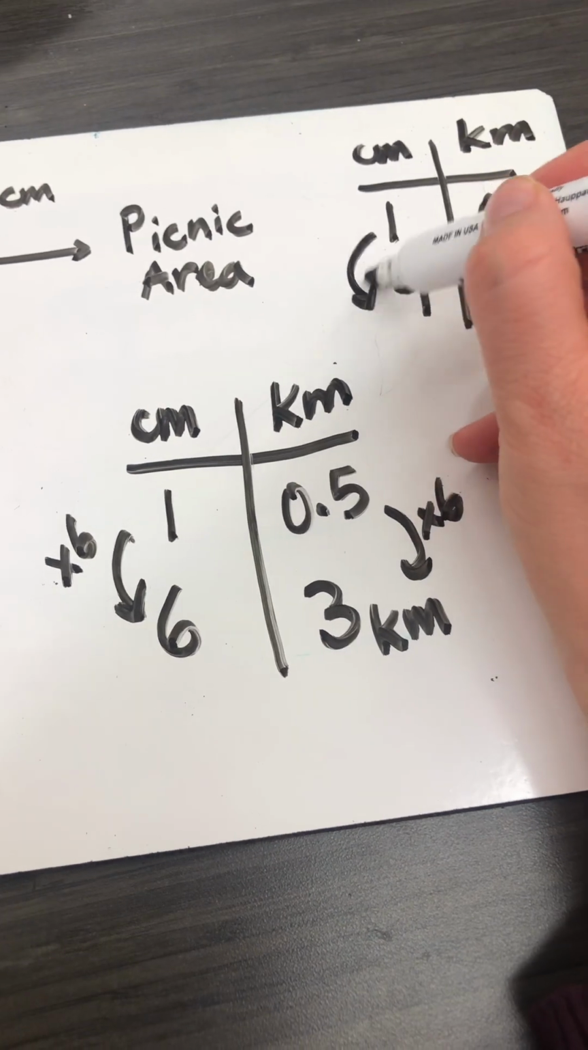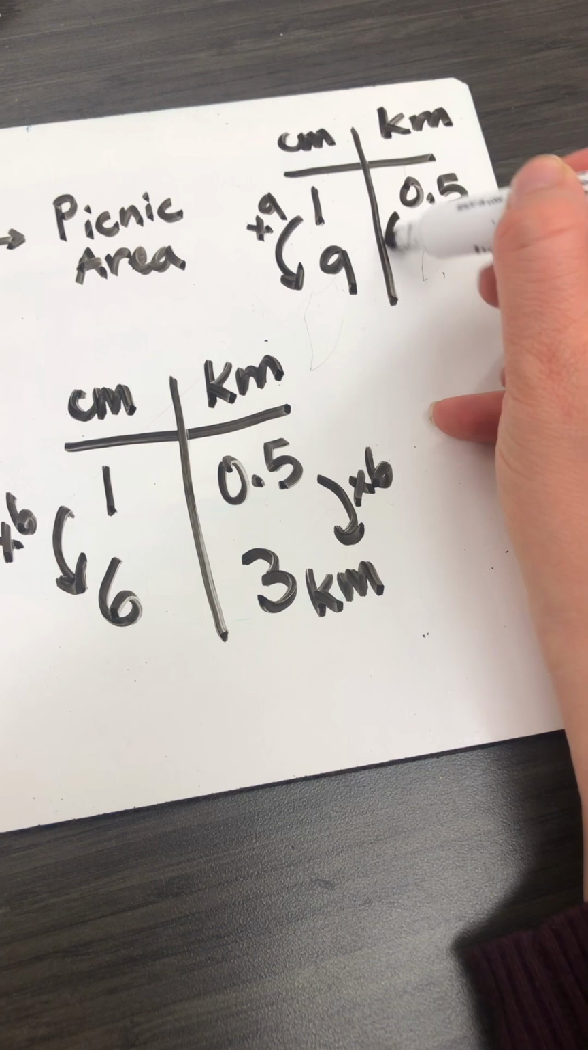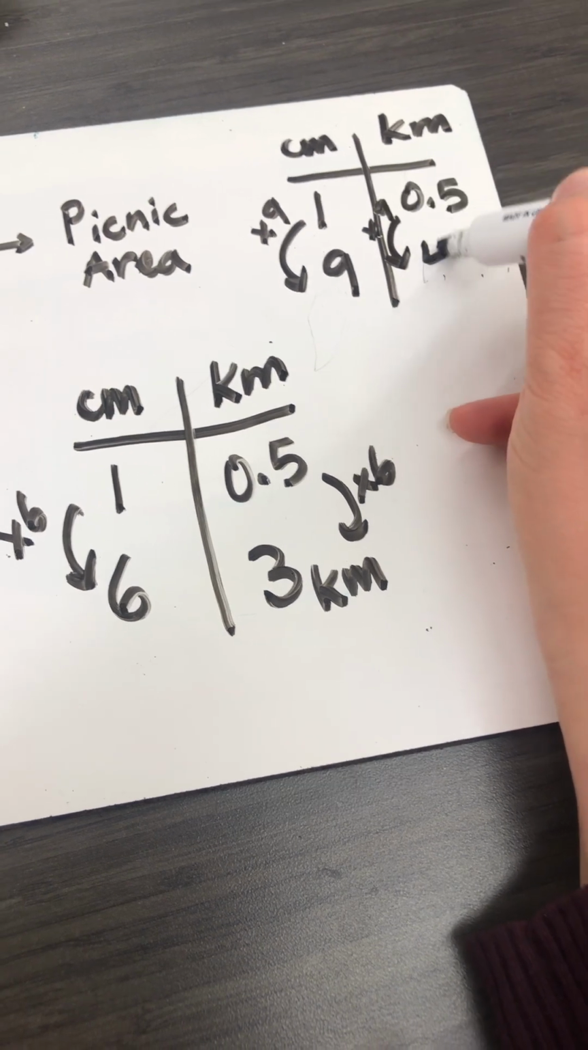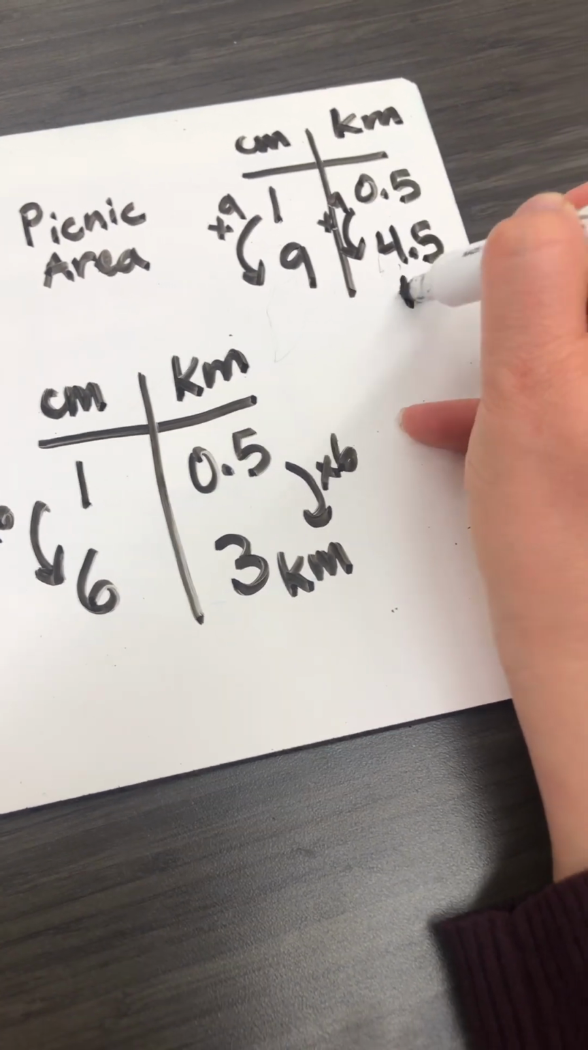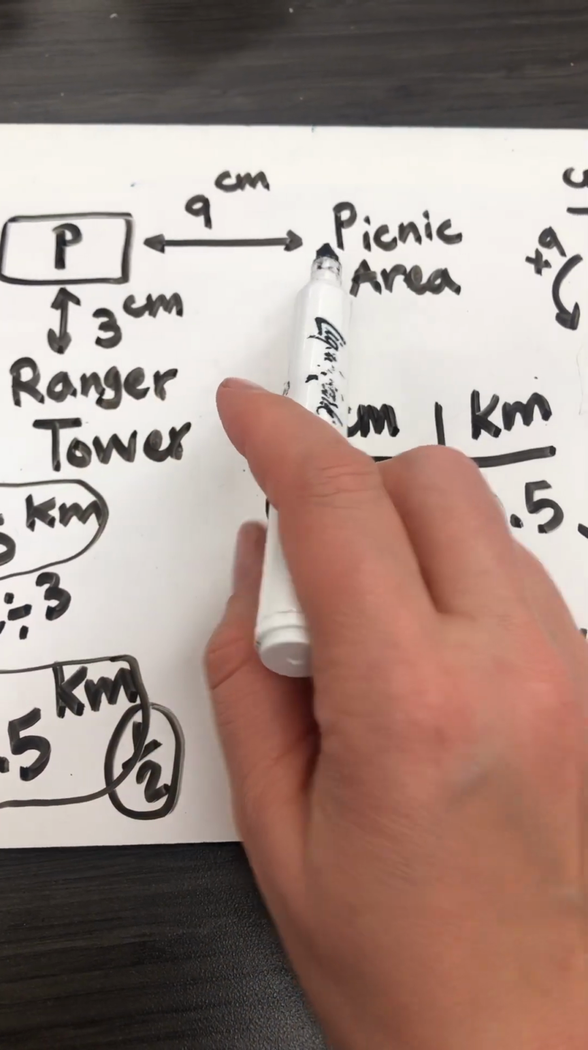And I know 1 times 9 gives me 9. So I'm going to have to do 0.5 times 9, which is 4.5 kilometers. So the actual distance here is 4.5 kilometers.